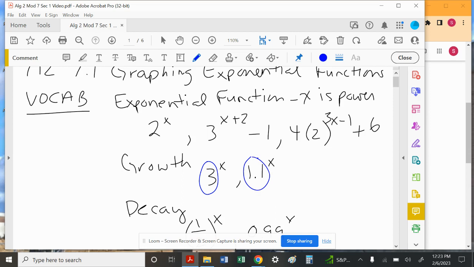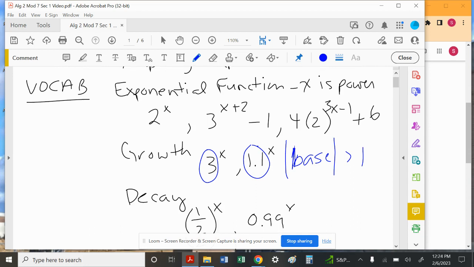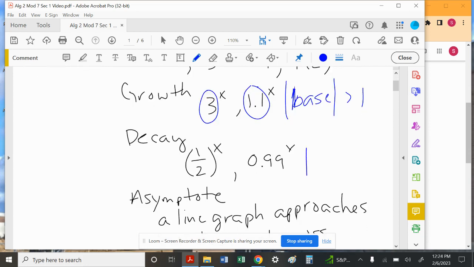So if the number there, which is called the base, if the base is greater than 1, and that would be the absolute value of the base is greater than 1, then it's growth, and it's decay if the absolute value of the base is less than 1. So somewhere between 1 and 0. So it has to be somewhere between 1 and 0, which is really what that represents.